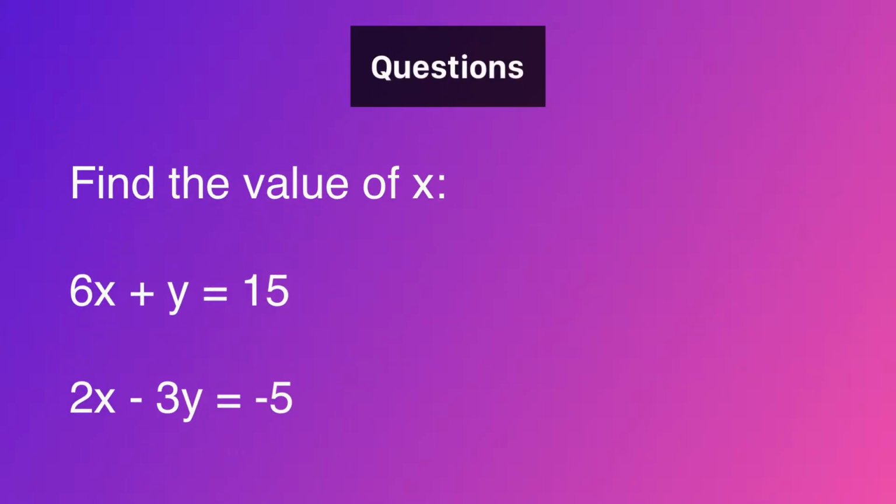Let's do an example. Find the value of x. 6x plus y equals 15, and 2x minus 3y equals negative 5. Here are the answer choices. Let's find the correct answer.